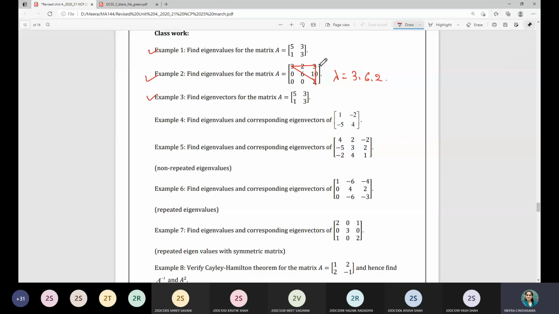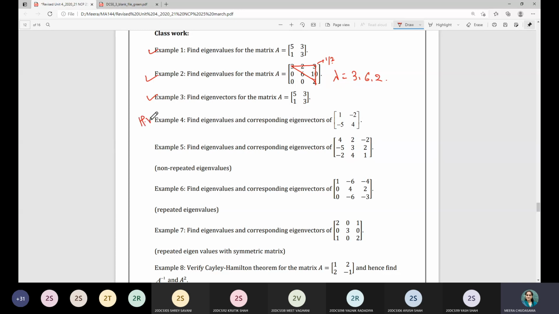So here if this is asked in a 1 mark or 2 mark question with a descriptive answer, then you should write, since the given matrix is the triangular matrix and we know from the property of the eigenvalues that for a triangular matrix eigenvalues are precisely the diagonal elements, therefore the eigenvalues of this matrix are 3, 6 and 2, right? This we have already done.